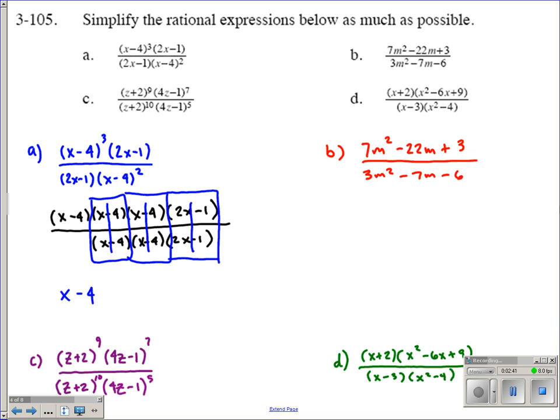Let's look at B. B, we have 7m squared minus 22m plus 3, all divided by 3m squared minus 7m minus 6. A trinomial divided by a trinomial. There's nothing that can be simplified the way it is, because we can't pull out a 1 unless it has its same value in the bottom, and we have a different trinomial in our denominator. So let's see what the factors of 7m squared minus 22m plus 3 are.